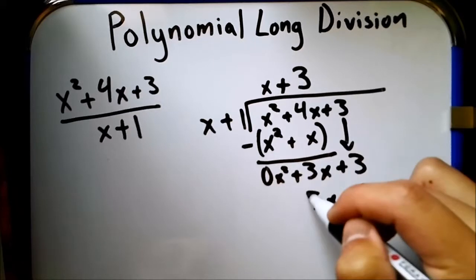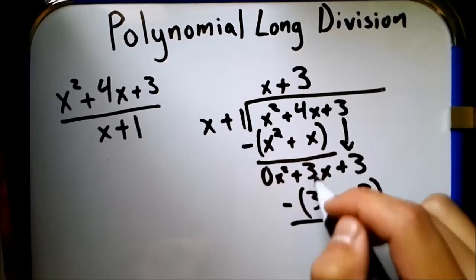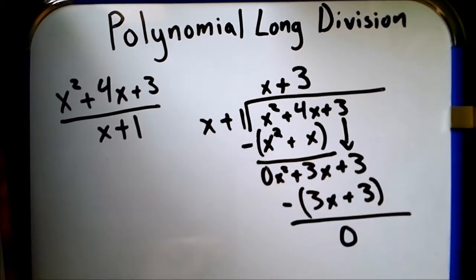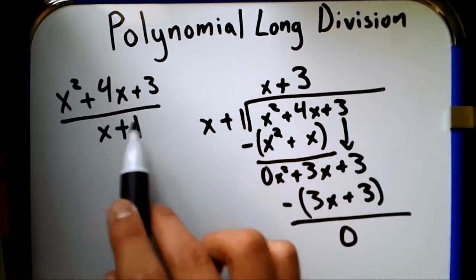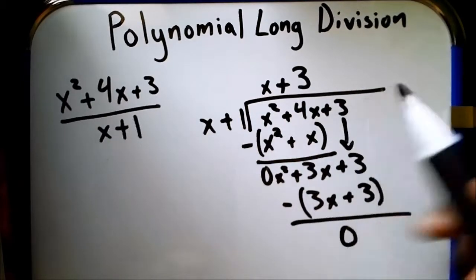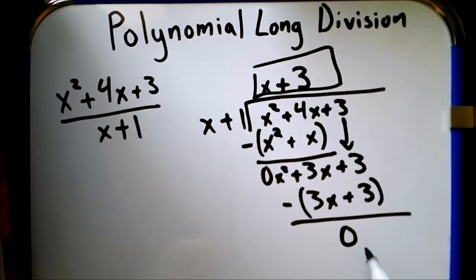And then you're going to put parentheses around it again and subtract it, and you'll see that this comes out to 0, which means that x squared plus 4x plus 3 divided by x plus 1 is equal to x plus 3 with no remainder. That's what the 0 says, no remainder.